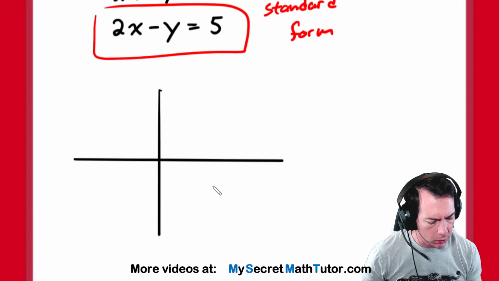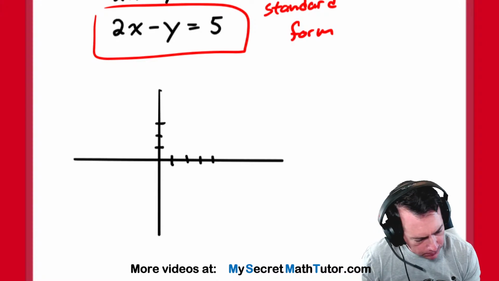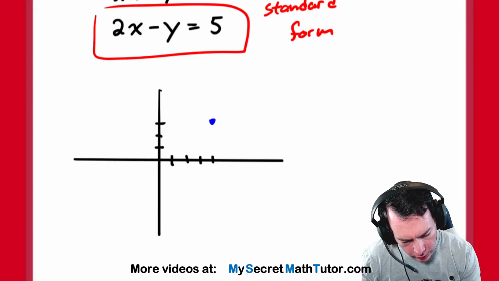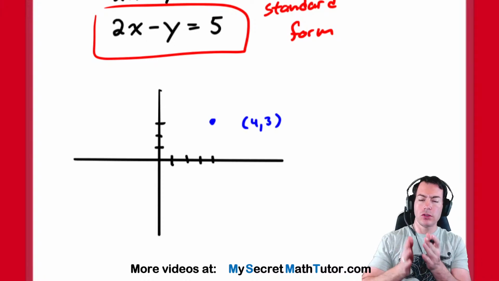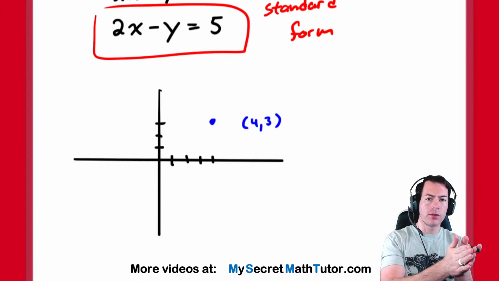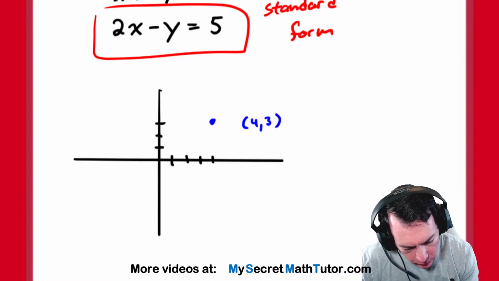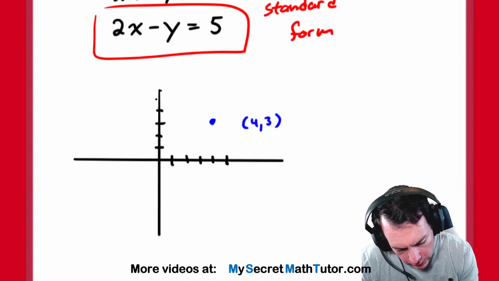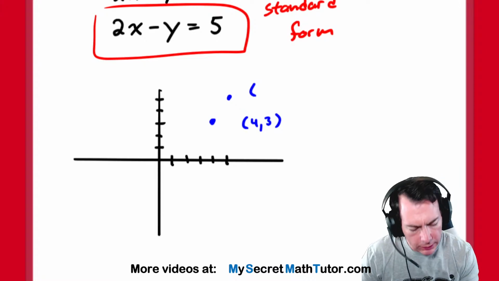So let's see, what do we know? It goes through the point 4, 3. 1, 2, 3, 4. 1, 2, 3. So I know for sure it goes through that point, 4, 3. Now with the slope, I can use it to build another point. So starting at 4, 3, I can go up 2 and over 1, and that will be a second point. So up 2 over 1, that'd be at 5, 5.